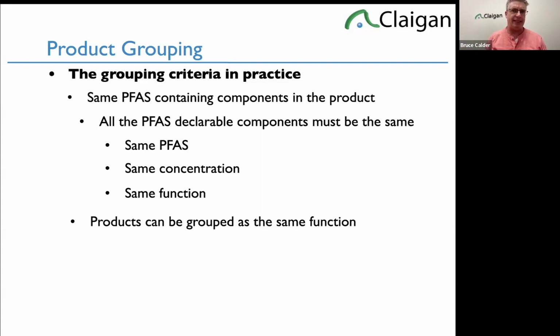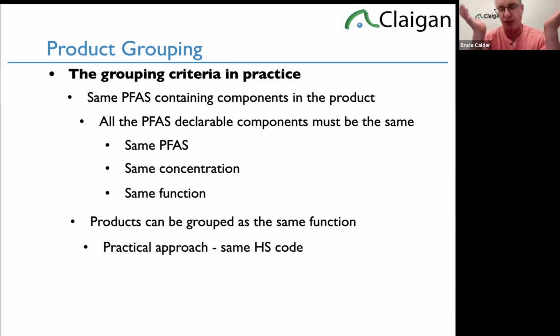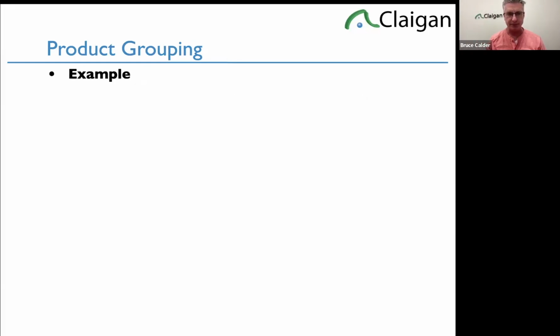This might not make a lot of sense. The practical approach is they have at least the same customs code. The customs code is a good argument for why we're putting them together. So if they're the same customs code and they have the same PFAS containing components, then grouping is a lot easier. Example, can you put all refrigerators together?